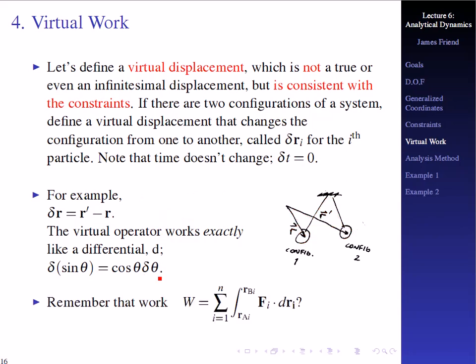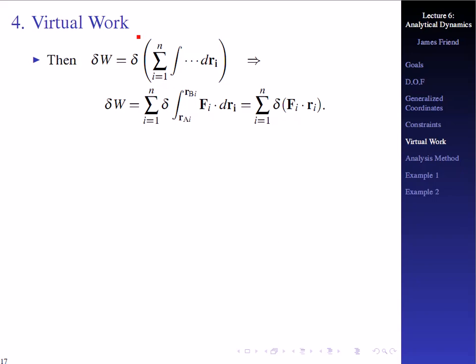Okay, so you remember that work is equal to the summation over a bunch of particles of F, the external forces on the ith particle, dotted by the displacement of that ith particle as it goes from position A to position B. Well, if we look at the virtual work, we'll define the virtual work as delta W as we go from one configuration to another in no time. We'll look at how much work would be done from going one configuration to the other. Delta W would be equal to delta of all of this.